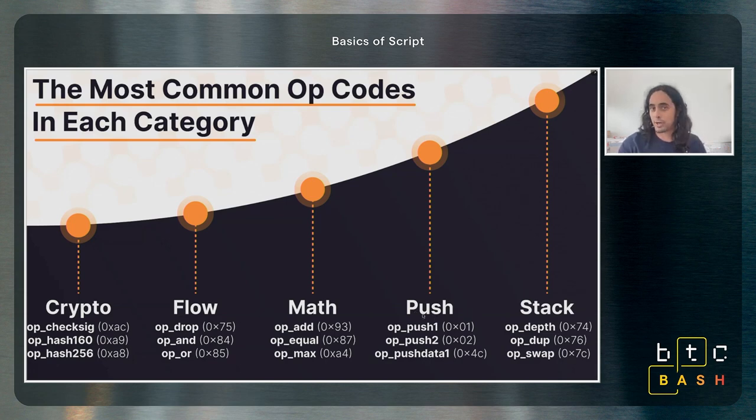We have the push operations, which, as you'll see, whenever you want to push data to the stack, you first need to tell the stack the size of the data you're going to push. And last but not least, we have the actual stack opcodes. These operations aren't limited to Bitcoin, but they're limited to the stack data structure, which you're going to understand a lot more about in the next couple of slides.